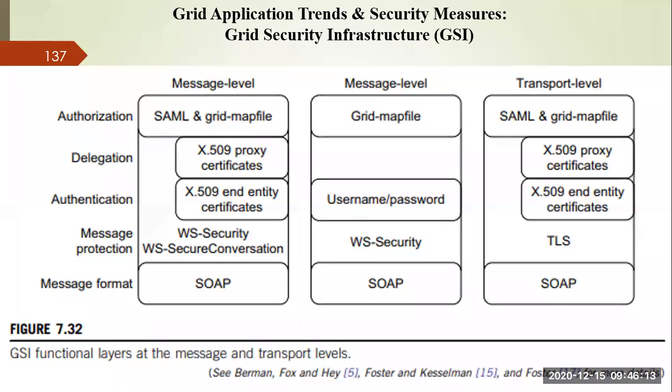Here you can see the GSI functional layers at the message and transport level. The transport level is here and the message level is here. They provide authorization, delegation, authentication, message protection, and message format. But irrespective of message level or transport level, all use the SOAP message, simple object access protocol message, to communicate between two different entities, right?